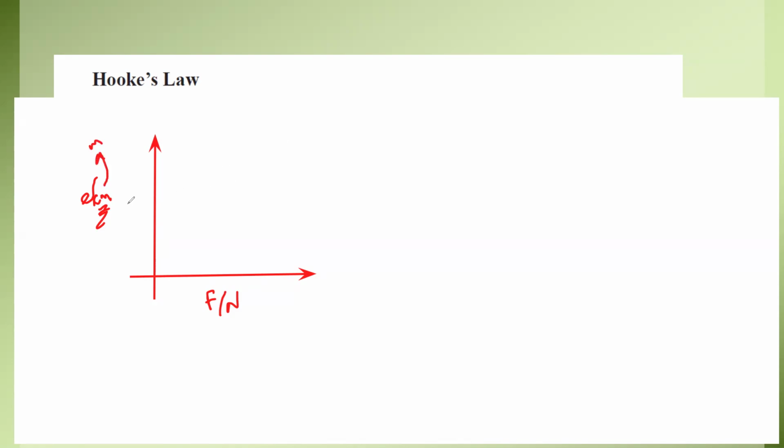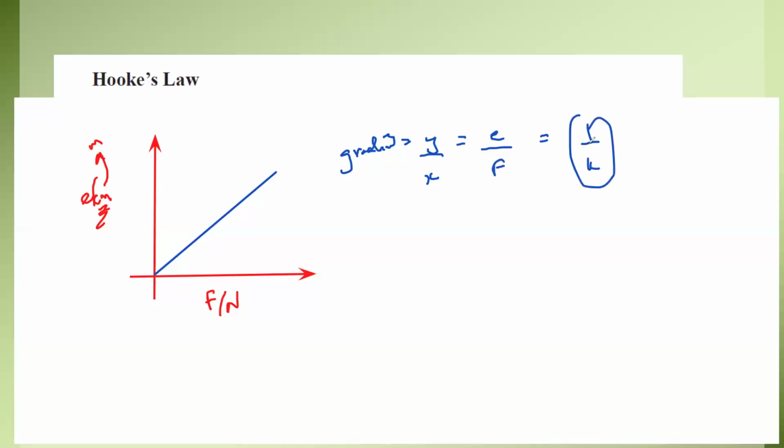So if I have extension on the y-axis and force on the x-axis, and I have a straight line graph, and I work out the gradient, the gradient is the quantity on the y-axis divided by the quantity on the x-axis. On the y-axis I have extension, on the x-axis I have force. So in this case, my gradient will be the reciprocal of the spring constant.